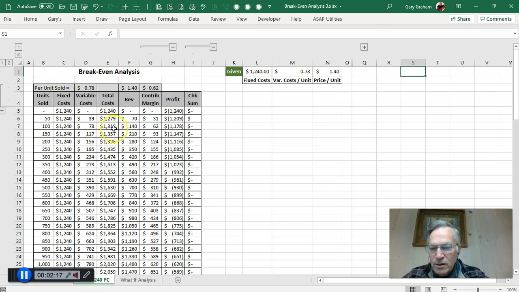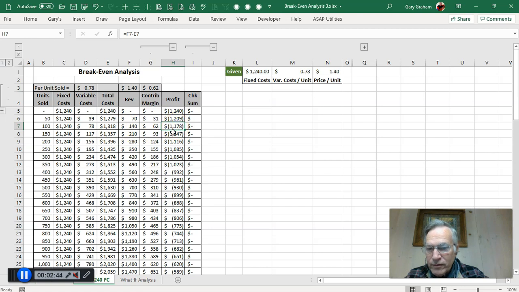$1,318. Your revenue then, if you sold 100 units, would be those 100 units times the $1.40 for each of those units, or $140. So your contribution margin shown here then is $62, which is just the difference in your variable cost and your revenue for those 100 units that were generated.